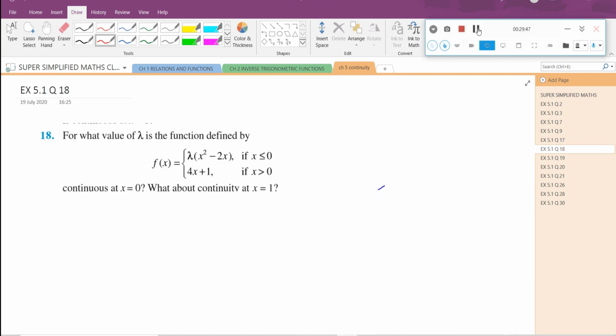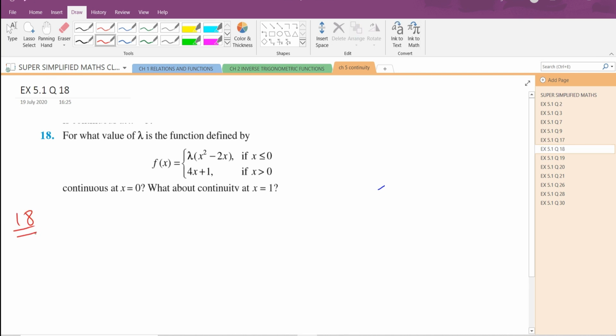Now students, we are going to do question number 18. Question 18 says: find the value of lambda so that this function is continuous at x equal to 0. So it is given to you that the function is continuous at 0. This implies that the left hand limit at 0 is equal to the right hand limit at 0 and is equal to the value of the function at the point 0. Now we calculate the left hand limit at 0 and the right hand limit at 0. We can see that for the left hand limit at 0 the function is this, and for the right hand limit at 0 the function is this.